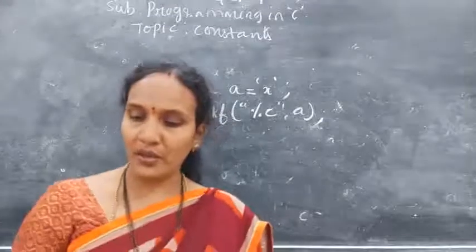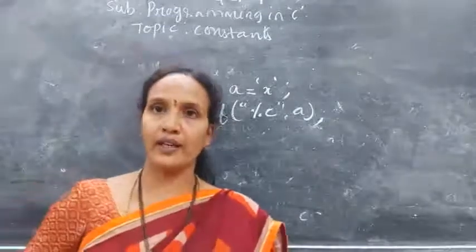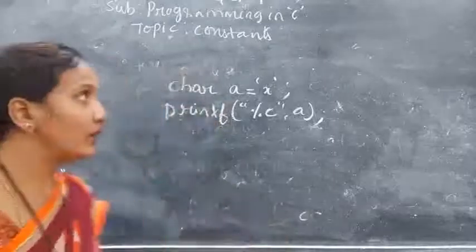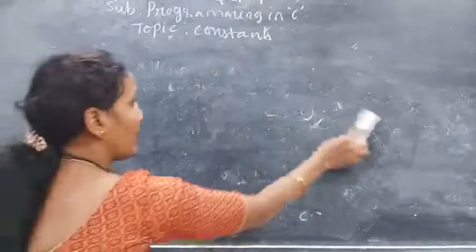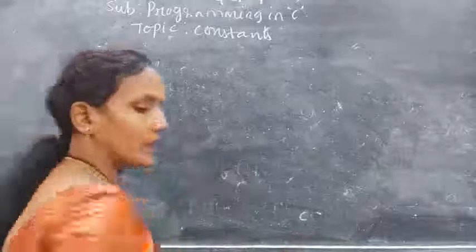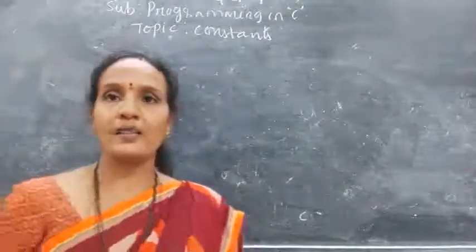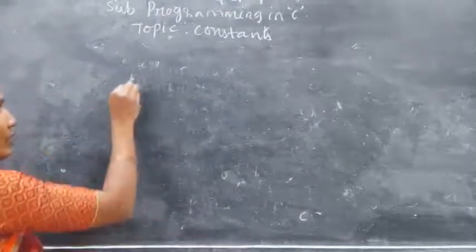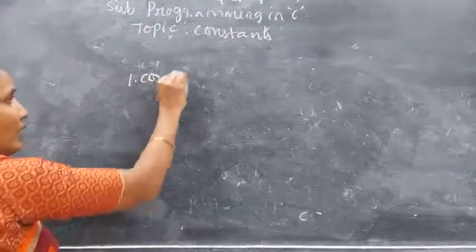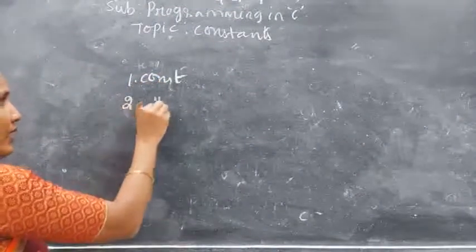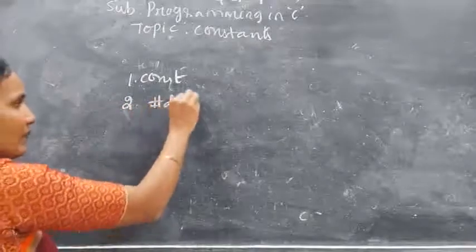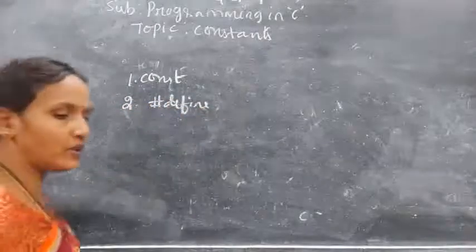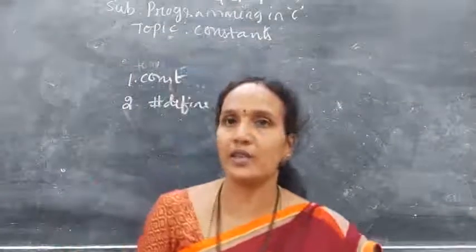Next, you understood constants. But how to declare a constant? In C programming, if you want to declare constants, there are two methods. One is by using the const keyword. The second one is by using hash define. This is very, very important. You may expect this question in the exam.